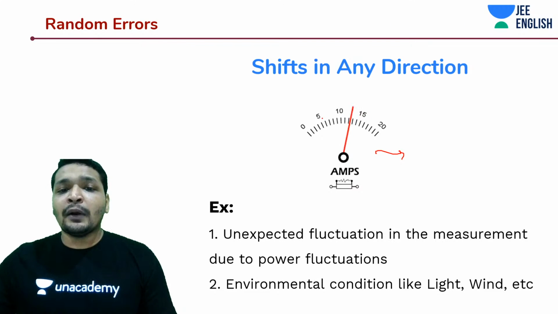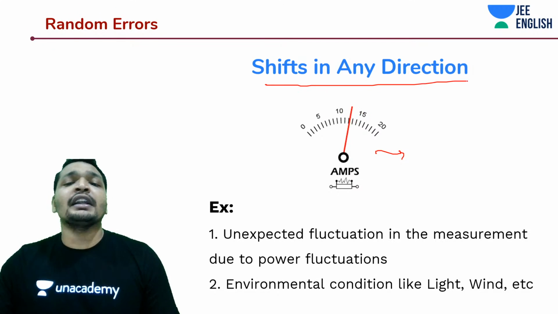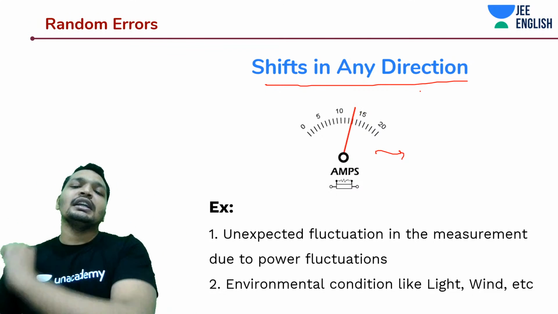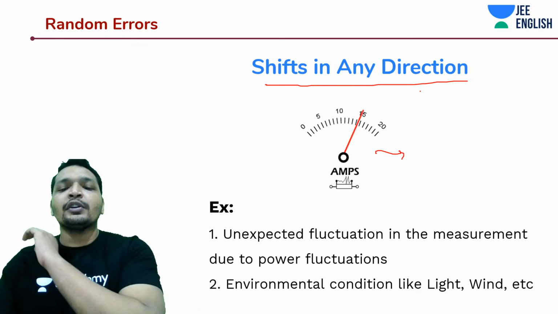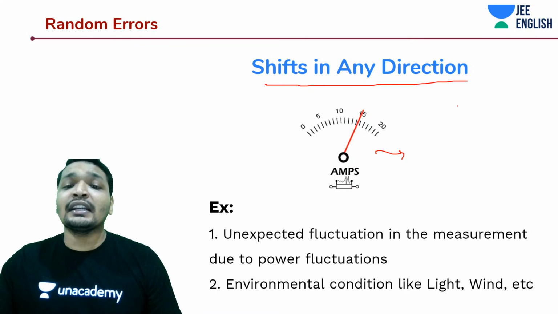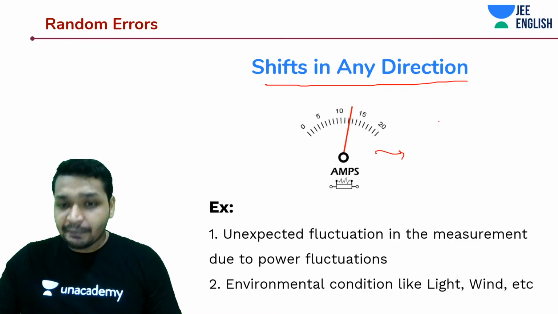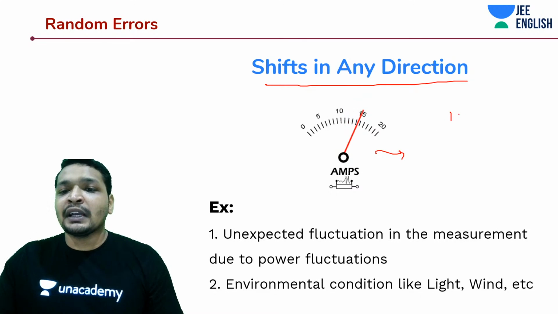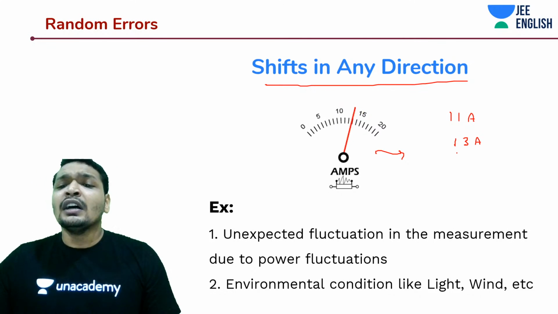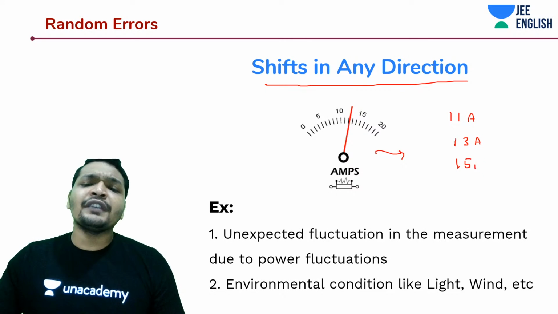The issue about random errors is they can shift in any direction, whereas systematic errors have a single direction. They are going to be either positive or negative. Whereas your random errors can be negative or positive, and they can give different readings at different times. For example, sometimes when I'm measuring, I'm getting 11 amperes. Some other time I'm getting 13 amperes. Sometimes I'm getting 15 amperes.